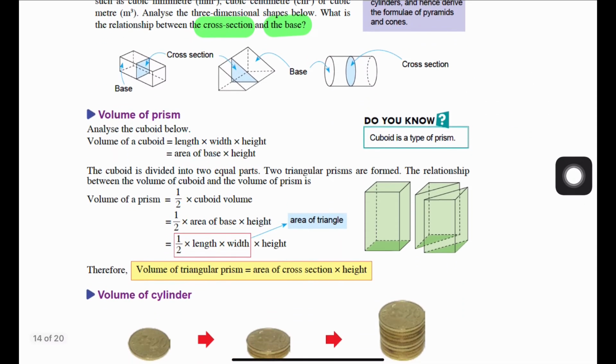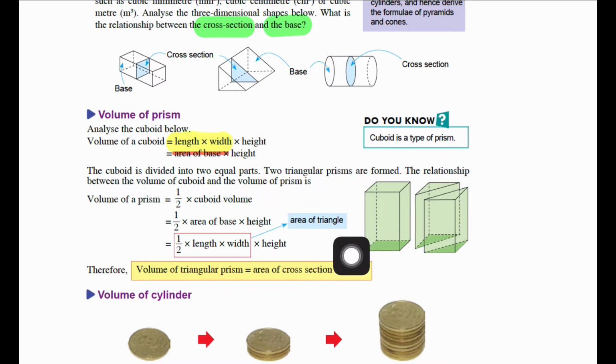So now let's move on to volume of prism. Analyze the cuboid below. Volume of cuboid, this we have already learned: length times width times height. Length times width is actually the area of the base. And then we have the cuboid divided into two equal parts. Two triangular prisms are formed.